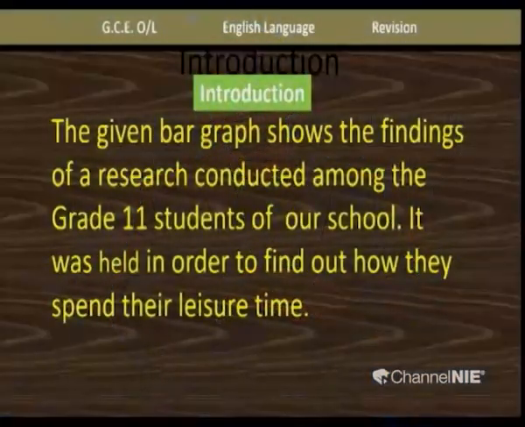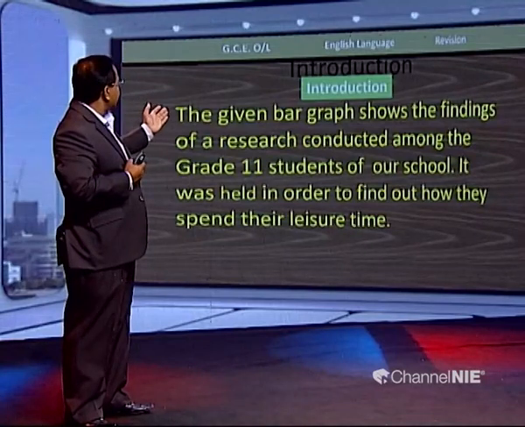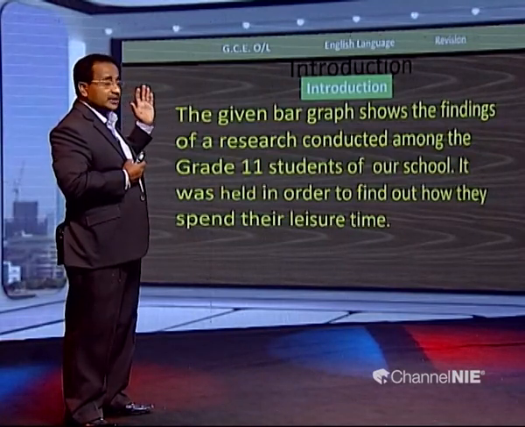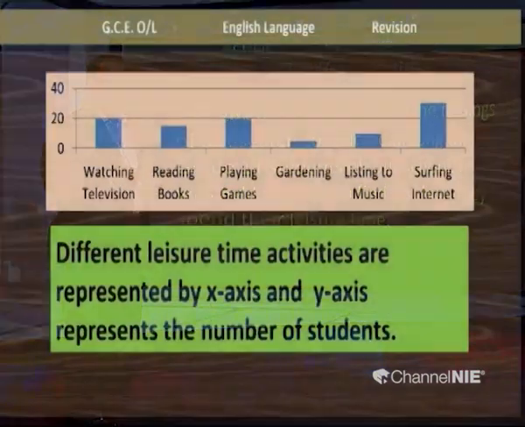Read this one, children. The given bar graph shows the findings of a research conducted among the grade 11 students of our school. It was held in order to find out how they spend their leisure time. When you look at these two sentences, you can understand that I have taken the idea from the question. Be intelligent all the time. You can use the sentence patterns available in the question to begin the answer. The given bar graph, the bar graph above, or the bar graph given above can be used as well. So this is the introductory statement.